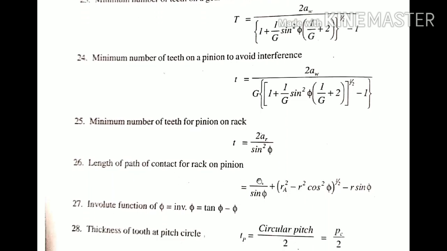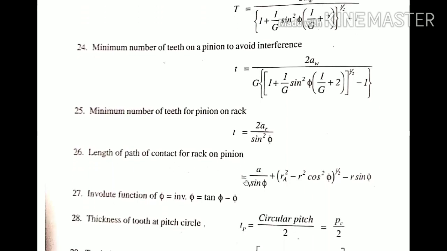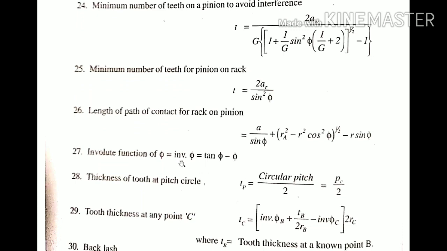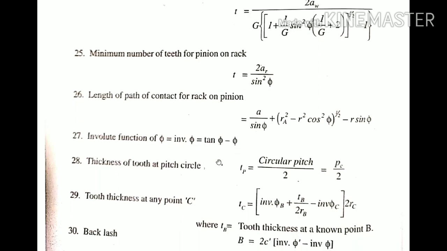Then what may be the length of path of contact of the rack? Rack, as shown the day before yesterday, is linear in nature. Rotary motion is converted into linear motion. For that rack, what may be the minimum length of the path of contact should be there? Then you have to use this equation. Then the involute function of phi, or inverse of this, you have to find out. Involute function phi means tan phi minus phi. You have to do it.